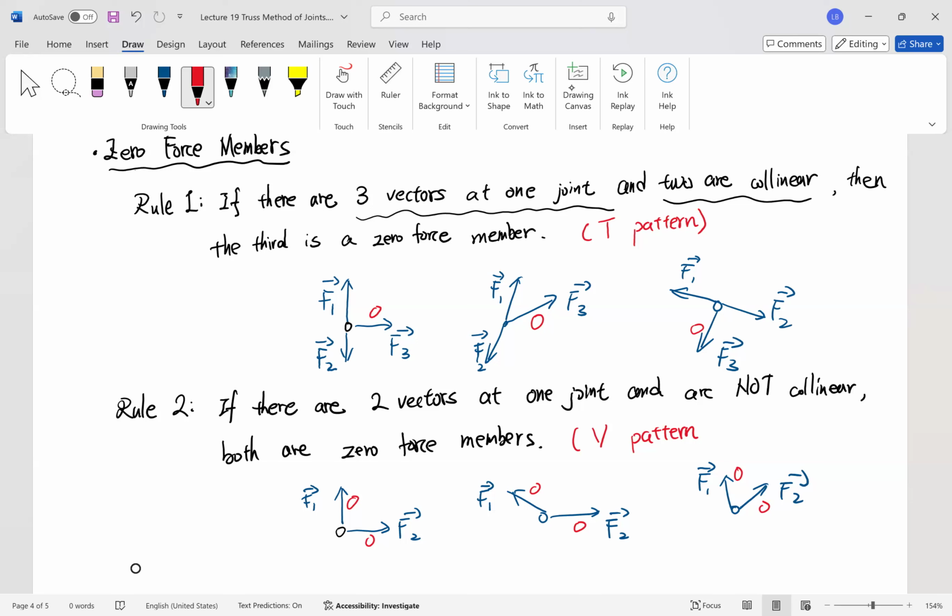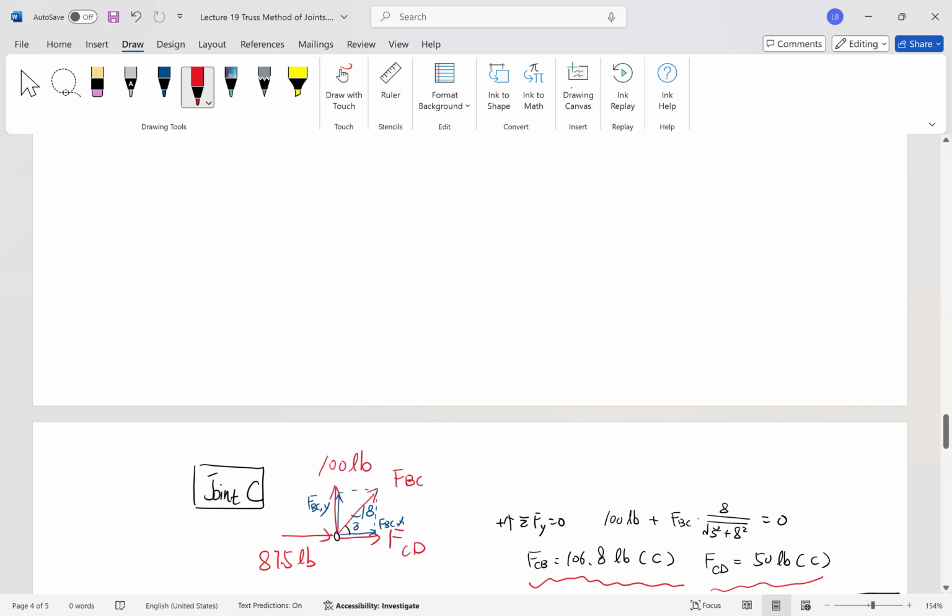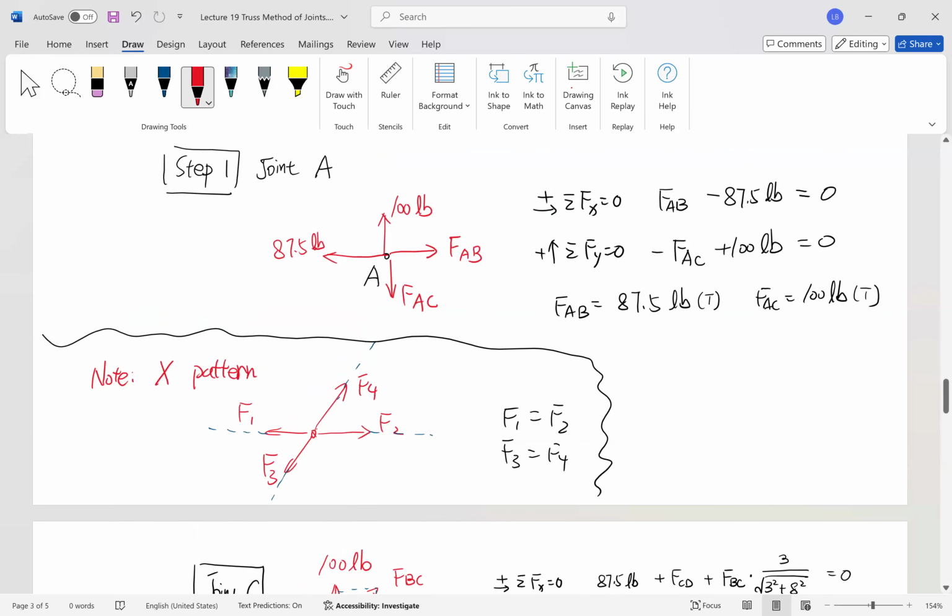And how can we understand the T pattern and V pattern here? Please note that they are pretty closely related to the X pattern that we've been talking about in our problem solving. So here you see that for the X pattern, we have F1, F2 collinear, and F3, F4 collinear here and nothing else. So F1 must equal F2, and F3 must equal F4. That is actually two equilibriums along the two straight lines here.